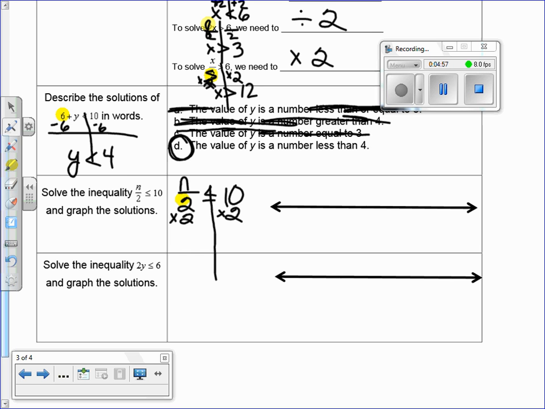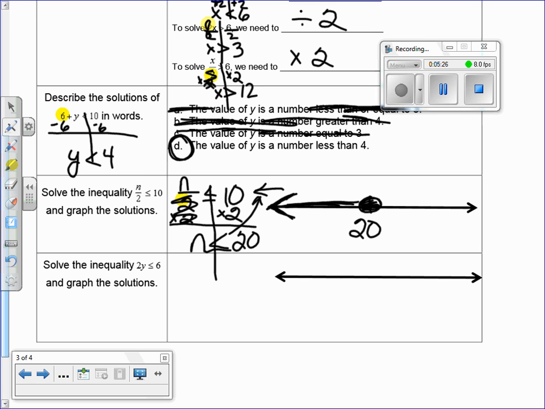These guys cancel. I'm left with n less than or equal to 20. So now to graph it, you don't need to draw from 0 all the way up to 20. Don't go all crazy. I'm just going to draw my 20, put my circle, color it in, and because my arrow is going that way, looking at my inequality symbol, I'm going to color in going that way.